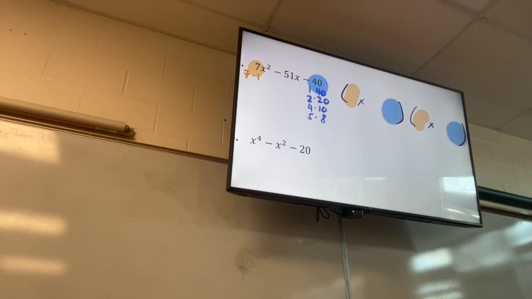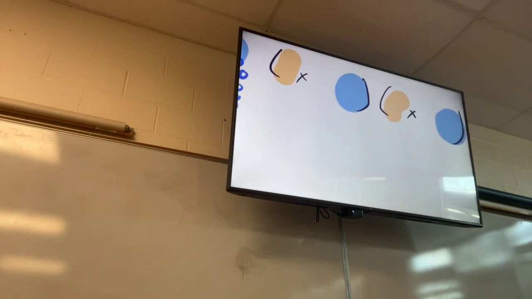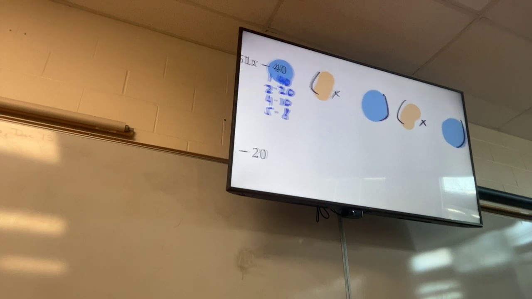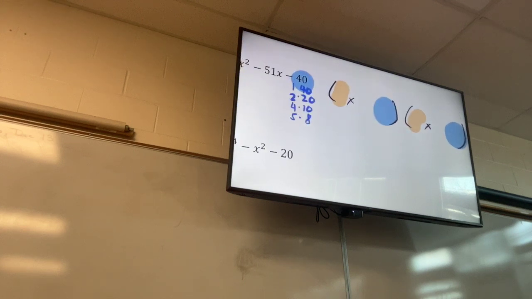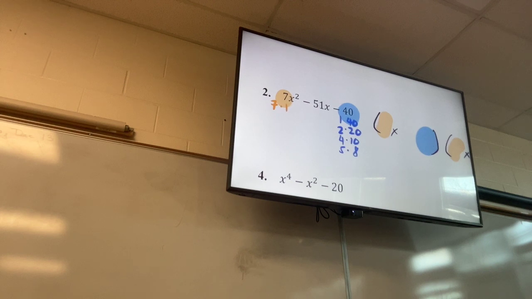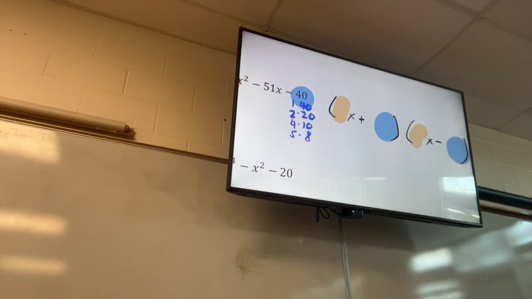Okay? What are my signs going to be that are inside my parentheses? How do I know? One positive and one negative. Yep, so I look at that second sign right here. If it's a minus, they have to be different. So one's going to be a plus, one's going to be a minus. Okay?